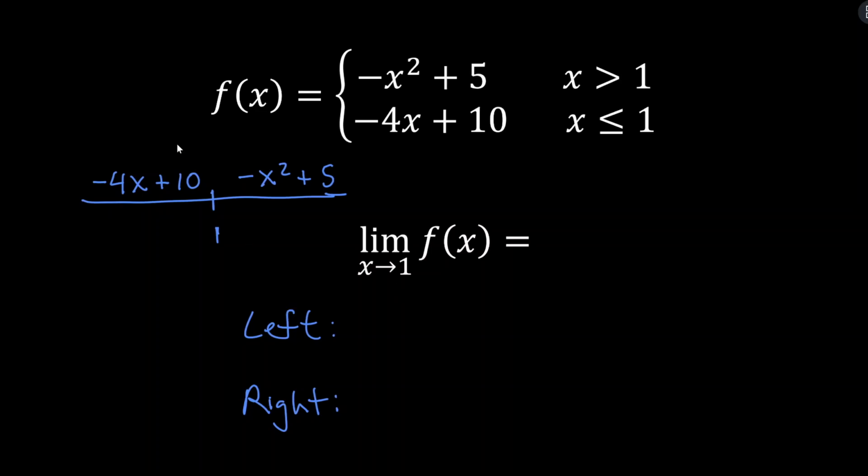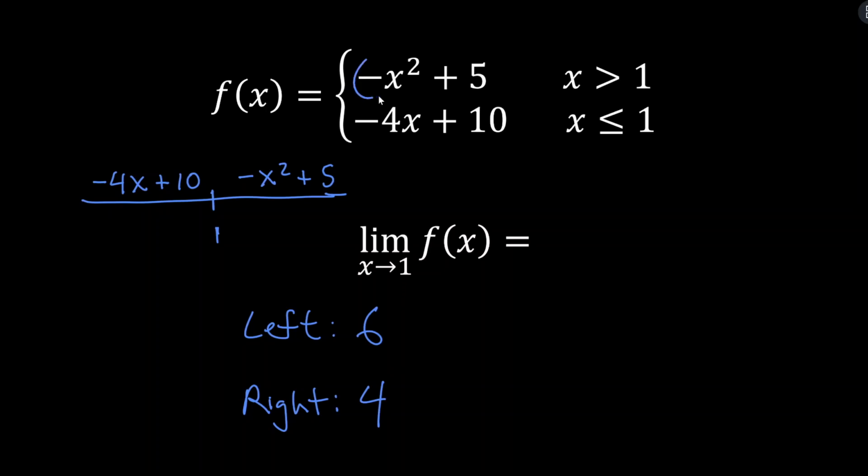So from the left, again, using this expression here, plugging 1 in, negative 4 times 1 is negative 4 plus 10, that is positive 6. And from the right, I'm plugging 1 into this right-hand expression. We have to be careful. Order of operations. 1 squared is 1, then I make it negative. So negative 1 plus 5, which is positive 4.